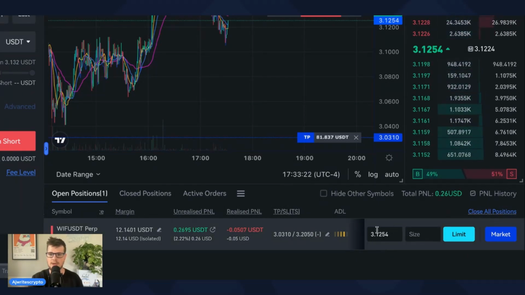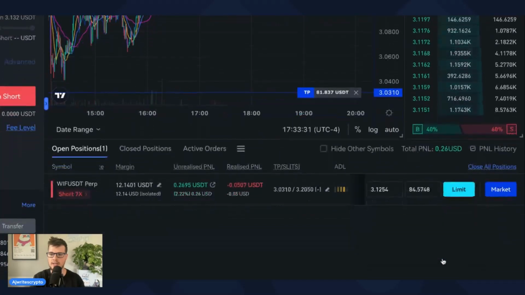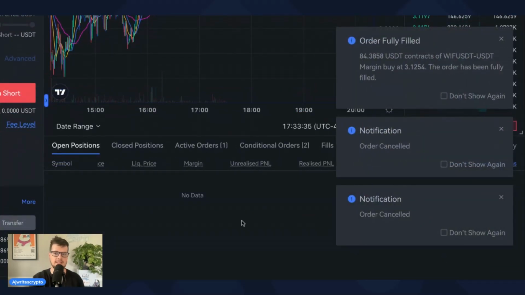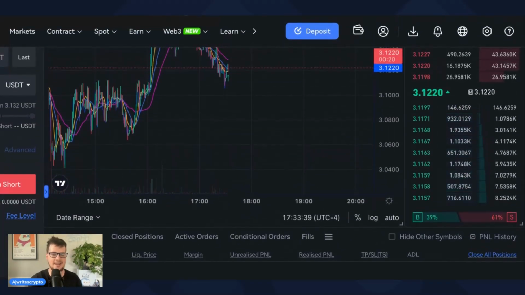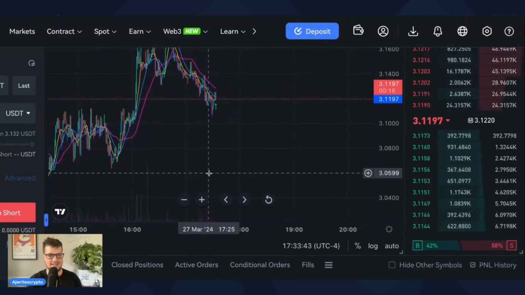So right here, where the price is right now, we could go size, 10%, 25%, 100% of our position. Let's just close the whole position. Click 100. Click limit. And boom, just like that, we completely got out of this trade in profit. We made 3% on our $12 trade. We absolutely nailed it. Let's go.